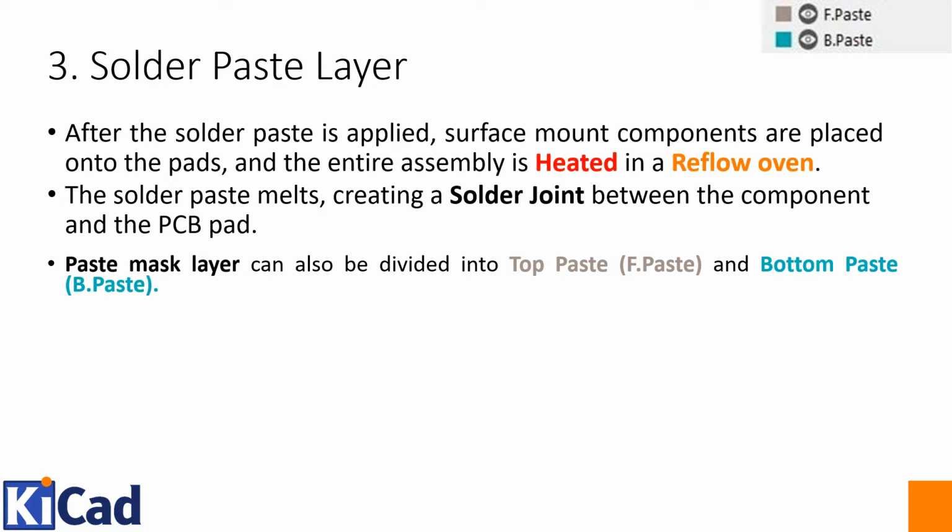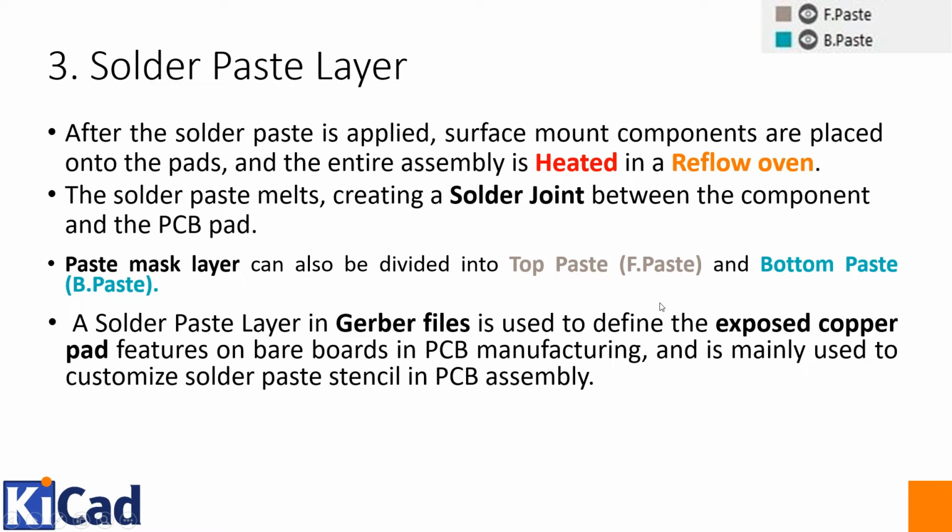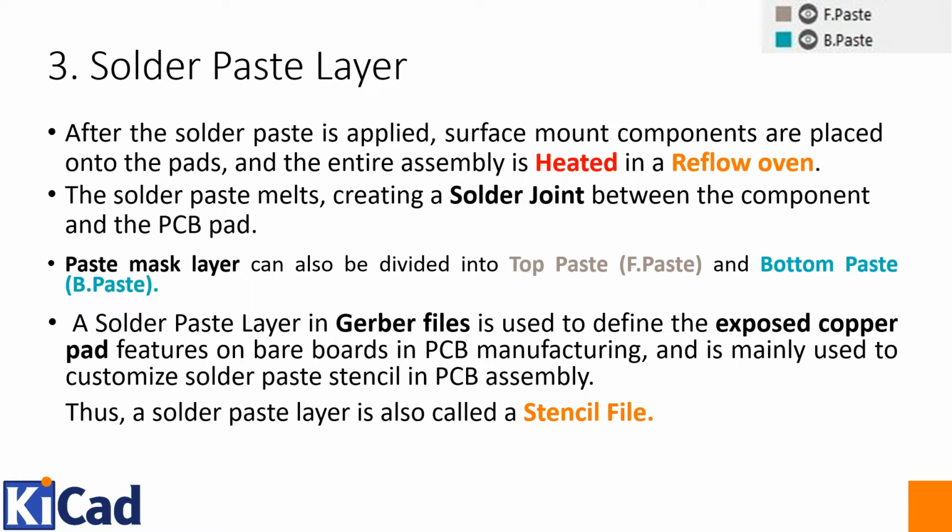Paste mask layer or the solder paste layer can also be divided into top paste or the front paste and the bottom paste. A solder paste layer in the Gerber file is used to define the exposed copper pad features on bare boards in PCB manufacturing and is mainly used to customize solder paste stencil in PCB assembly. Thus, a solder paste layer is also called a stencil layer because this solder paste layer actually specifies where you want to apply the solder paste. So you can also make a stencil out of this solder paste layer.